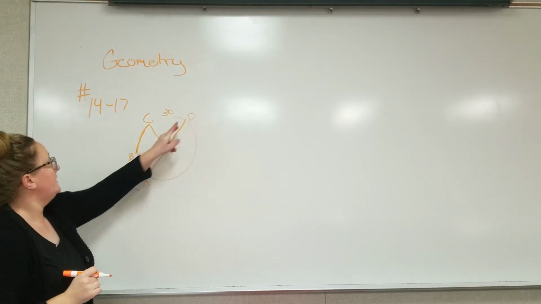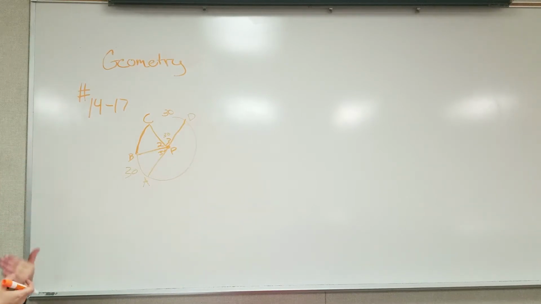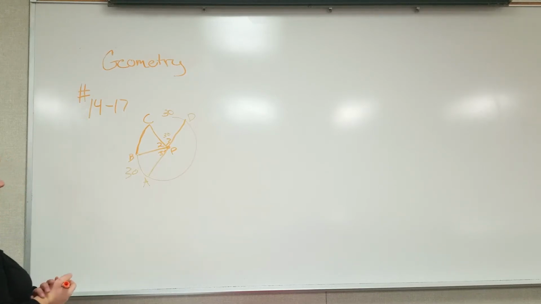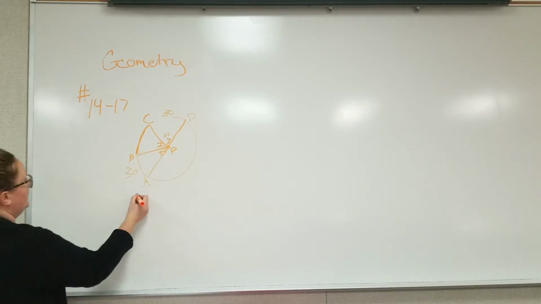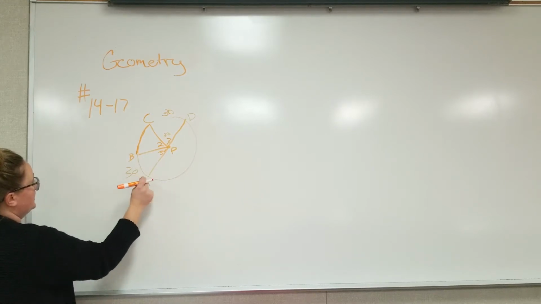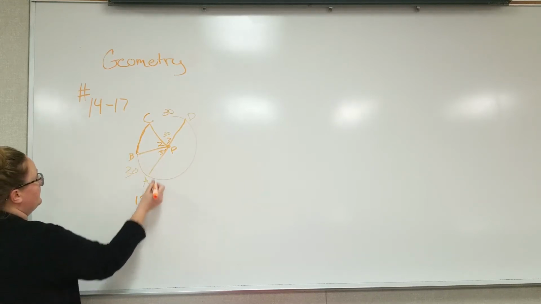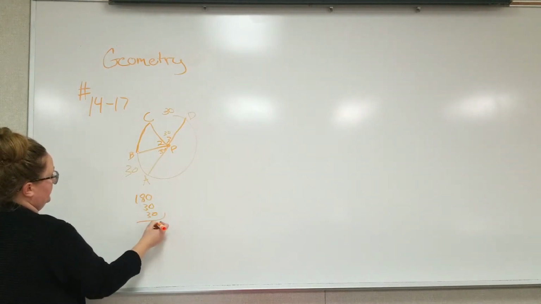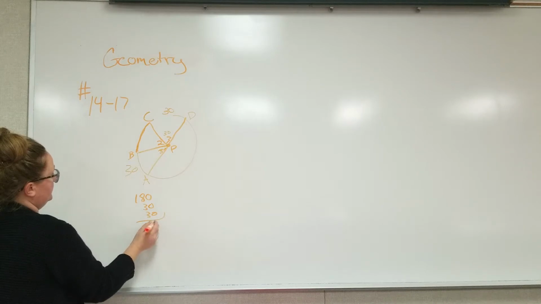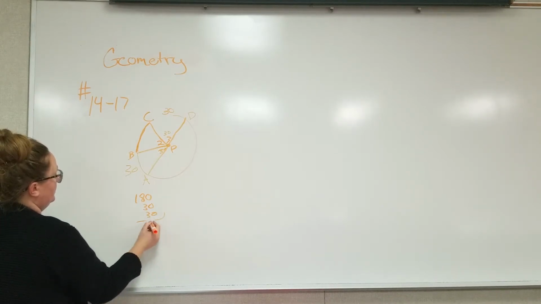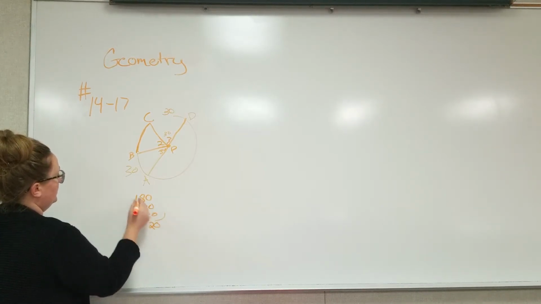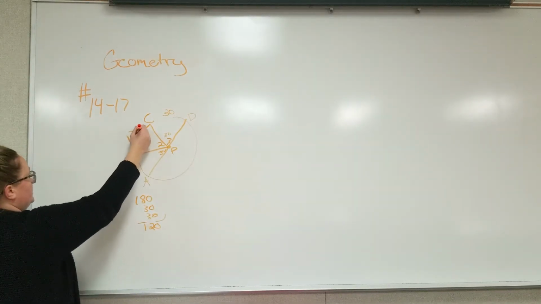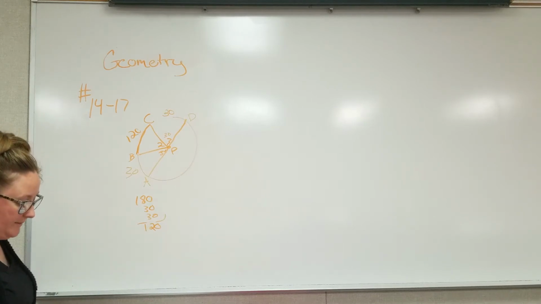Now this line AD is a diameter. It goes from one side of the circle to the other, so it cuts it in half. So a half circle has 180 degrees in it. All right, and if this much of it is 30, and this much of it is 30, how much of it is left for arc BC? So you just have to subtract. 180 minus 60 is 120. So that means this arc has to be 120 degrees.